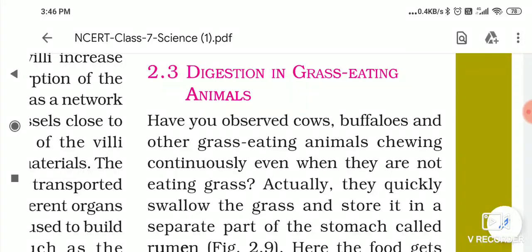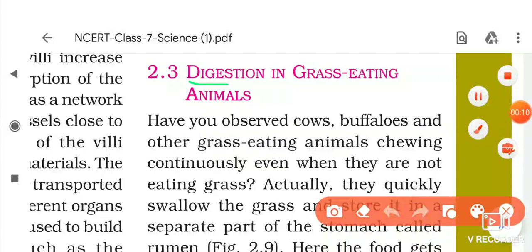Hello everyone. Today we will start from the topic digestion in grass eating animals. First, digestion. Digestion means breaking of larger particles into simpler form, or breaking of complex substances into simpler form.